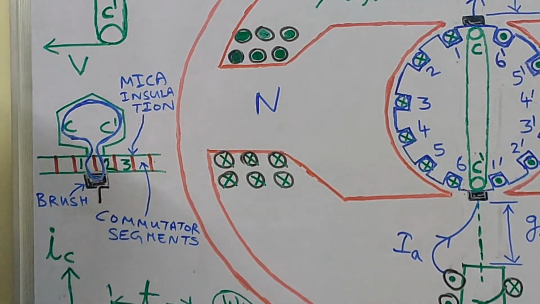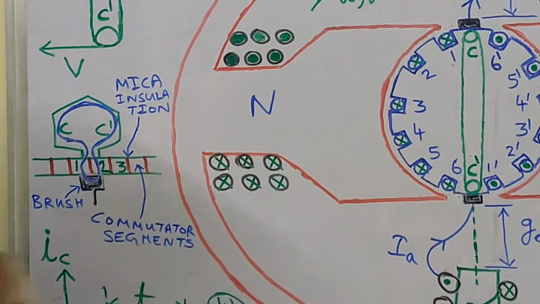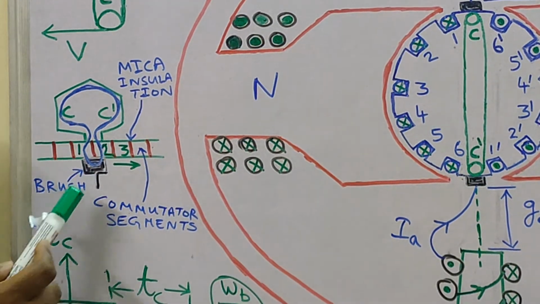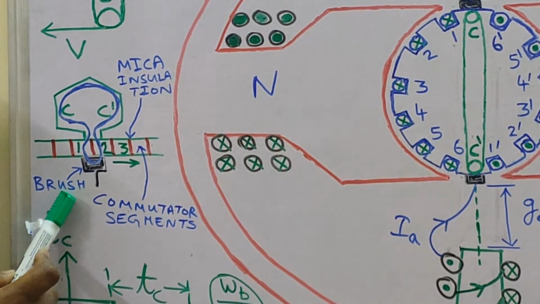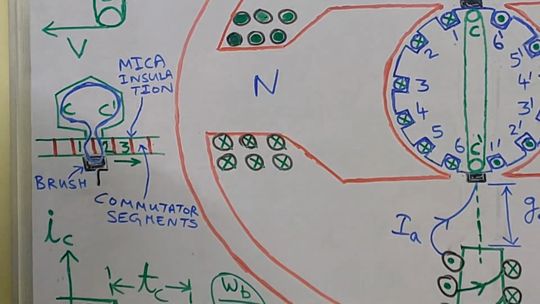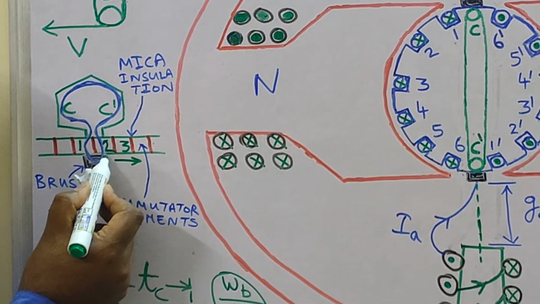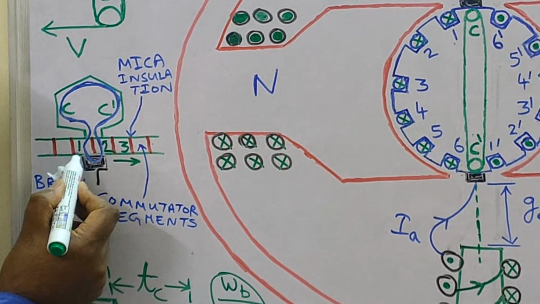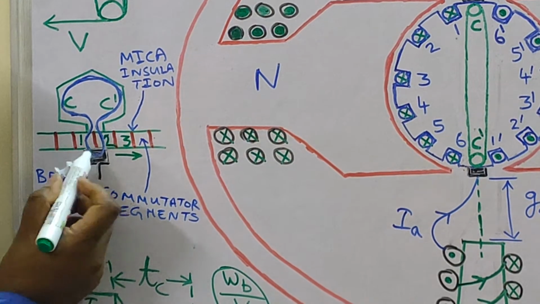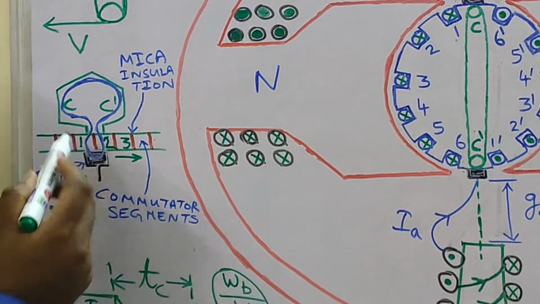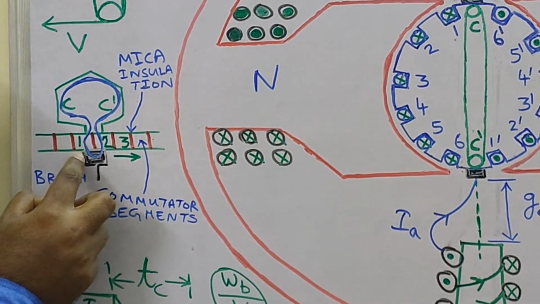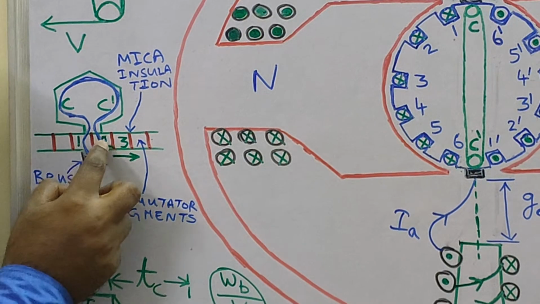This is the commutator segment. So the commutator segment is rotating. However, the brush is stationary. The brush will not move, but the commutator segment will move. So after some time, what will happen? The brush will break the contact from segment 2 and it will have contact fully on segment 1. In that case, you will say that the commutation of coil CC dash has been completed, because now the coil CC dash is no longer in contact with the segments 1 and 2.